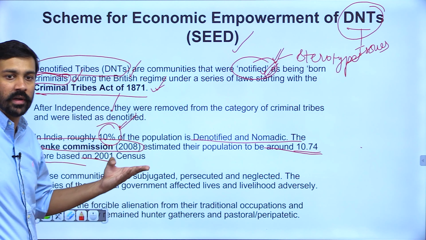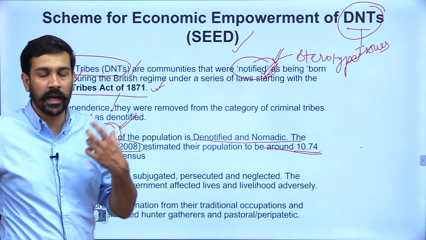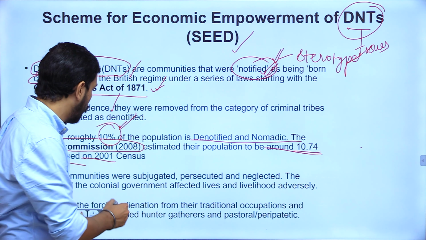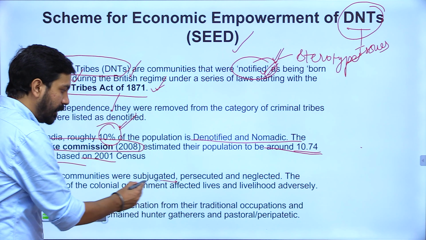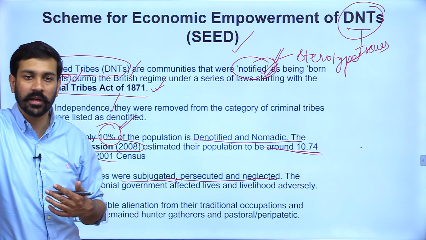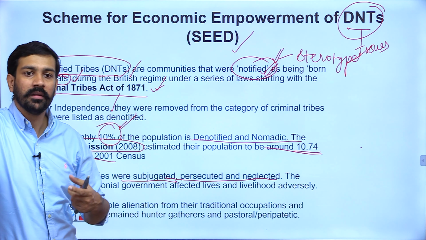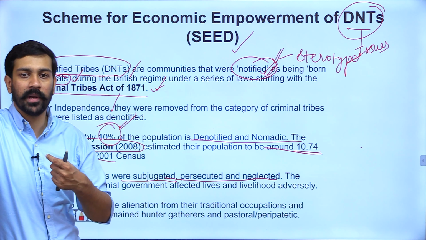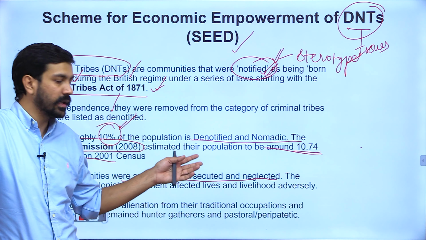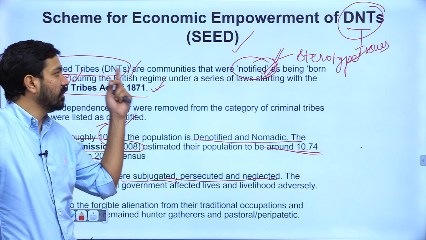So what is the basic problem that the Denotified Tribes have to deal with? First of all, they have been subjugated, persecuted and neglected because over a long period of time they were classified under the Criminal Tribes Act. They are still today considered born criminals. If a crime happens anywhere in the society or in areas close to where these tribes reside, they are, on the basis of those stereotypes and prejudices, picked up and harassed because they are considered born criminals.